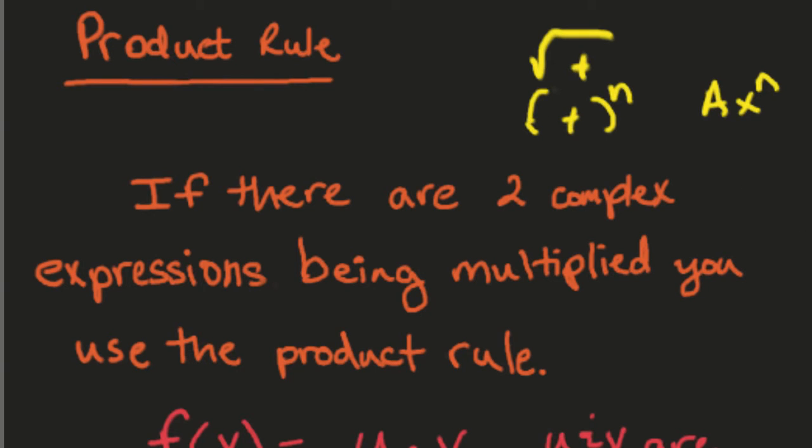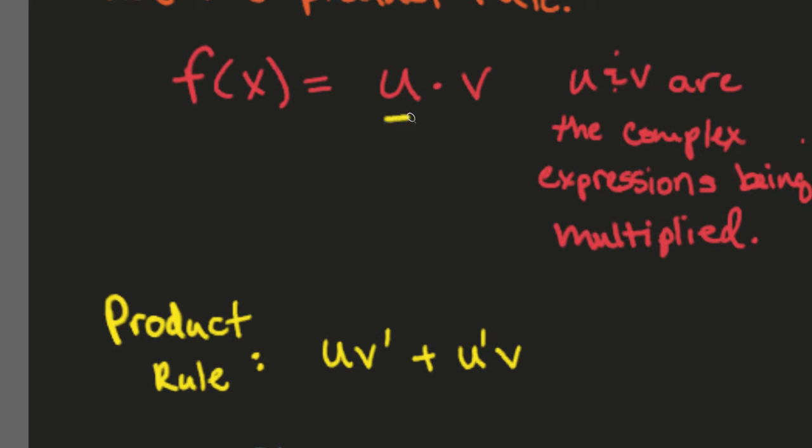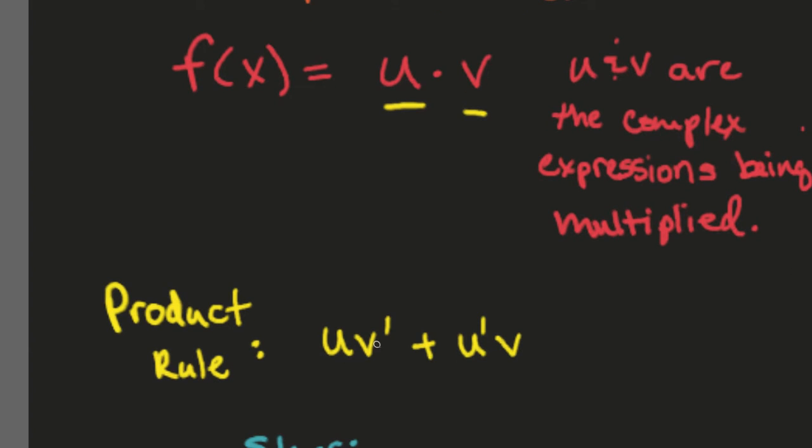Well, what happens when you've got two complex expressions being multiplied? Well, in that case, you use the product rule. Let's consider u and v being the two expressions being multiplied. The product rule says derive one times the other with no change, and then switch it around. Derive the one you didn't derive in the first expression and keep the other one the same. Alright, so derivative of one times the other plus derivative of the other times one.